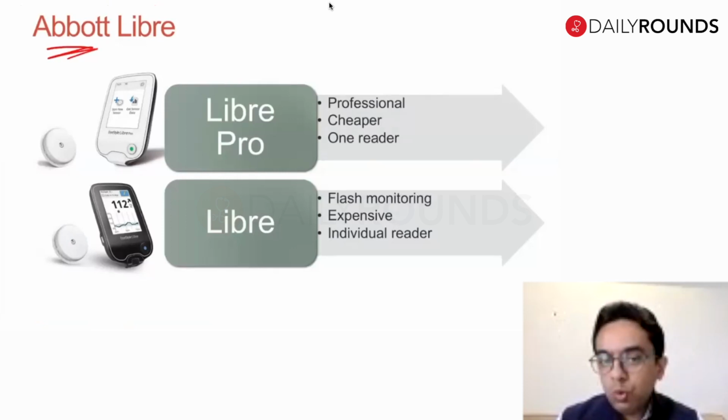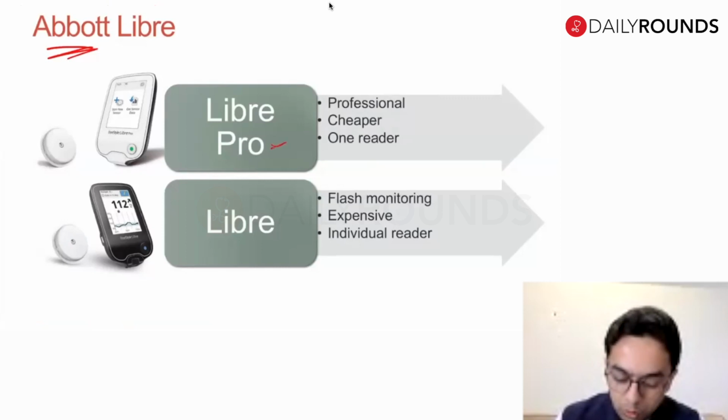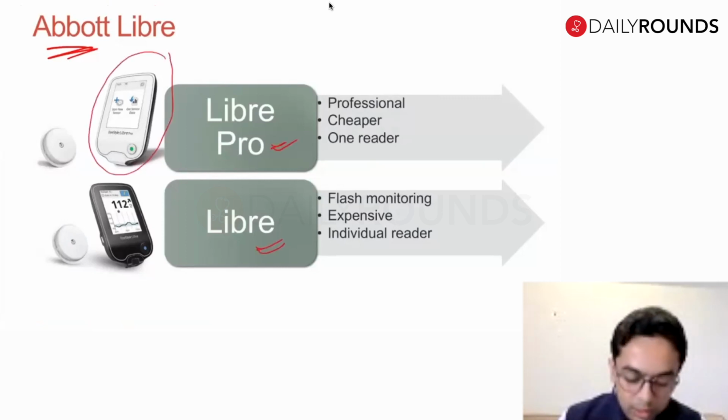Here we have two CGMs. One is the Pro, the professional one, and the other one is the Libre. You can see here the reader is white. Here one reader is sufficient for all the sensors you want to activate. It's cheaper, around 2000 per sensor, and it's a professional CGM. Only one reader is required.